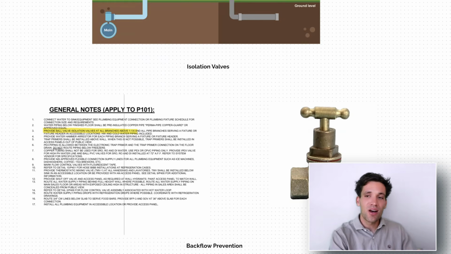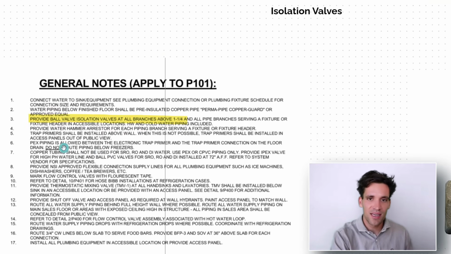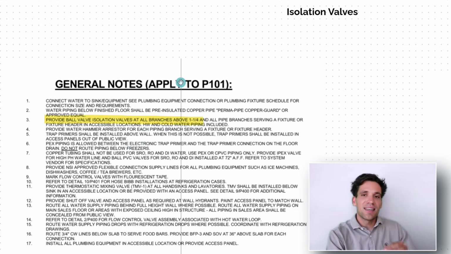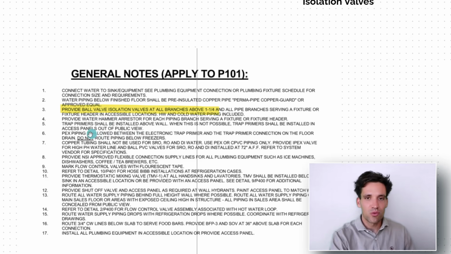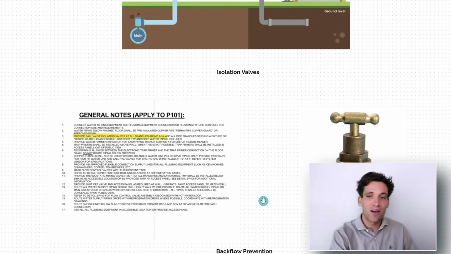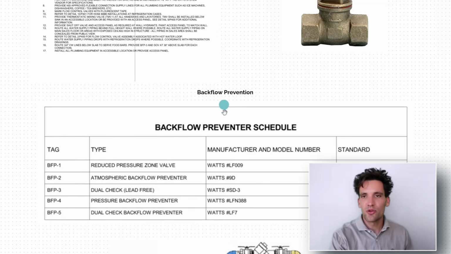The next thing we have are isolation valves, which is a fancy way of saying taps. And again, typically they aren't shown on the layout plan, but you'll have to look for things in the general notes saying things like provide ball valve isolation at all branches or at all fixtures. Next, we've got backflow prevention devices.